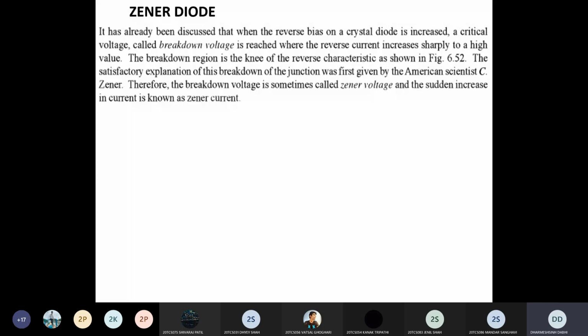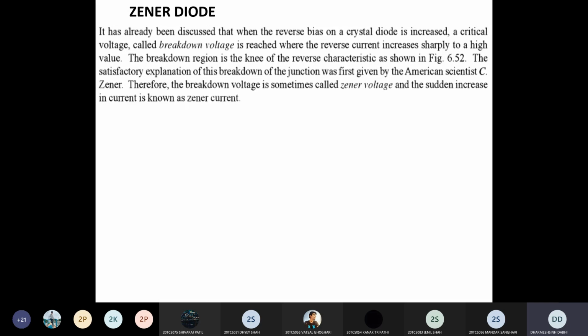The Zener diode, as we discussed in the practical, is always operated in the reverse bias mode. The reverse current on a crystal diode increases when we increase the reverse voltage across the Zener diode. That voltage is called the critical voltage or breakdown voltage.